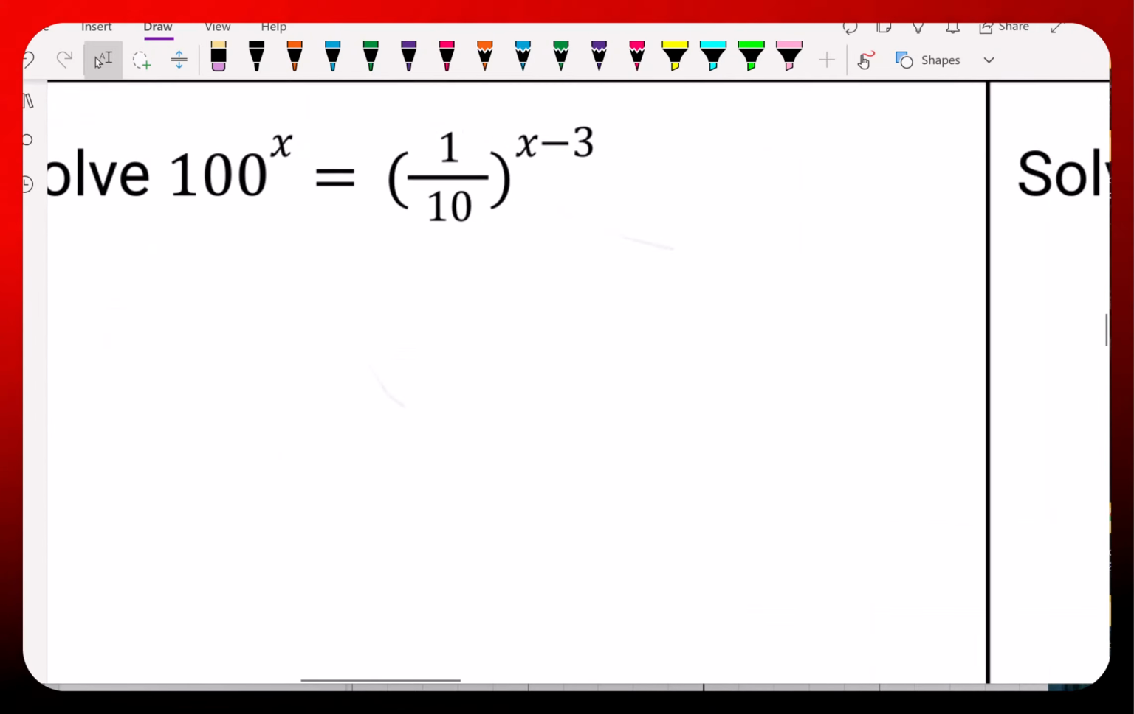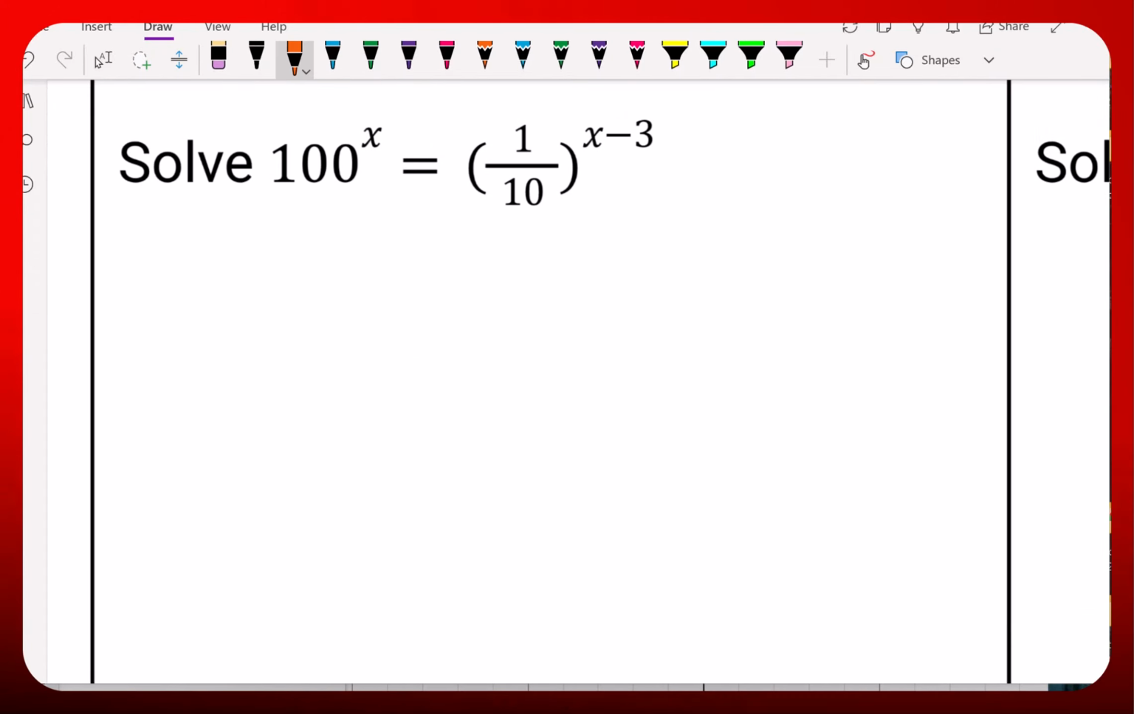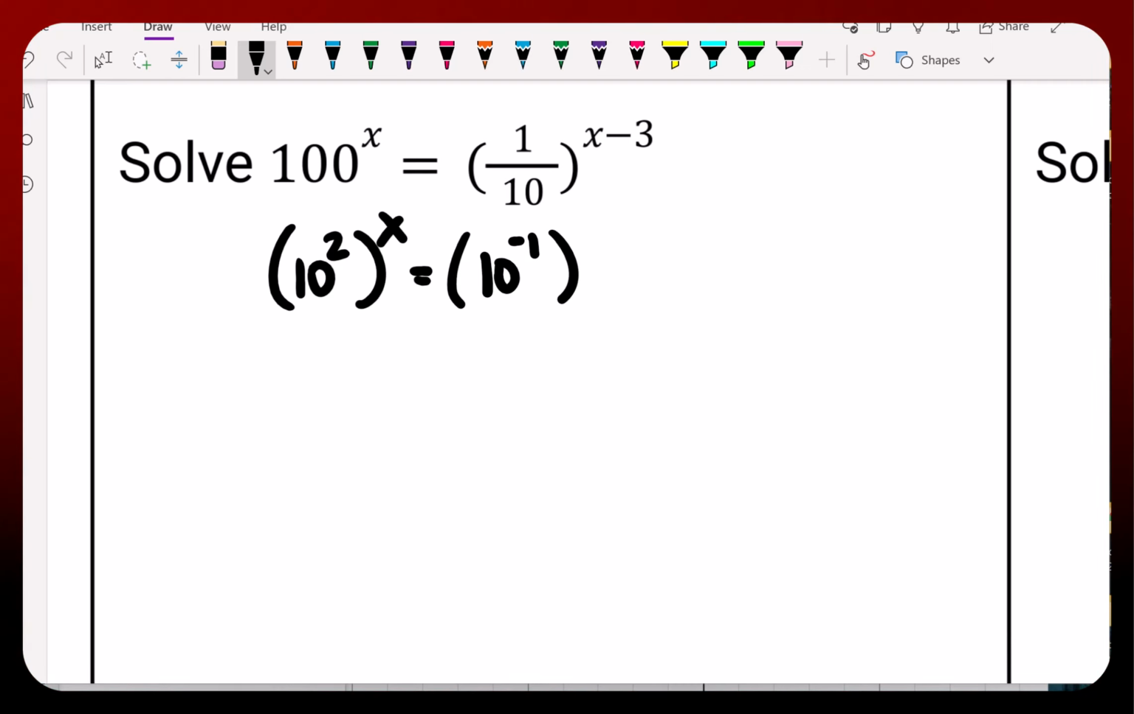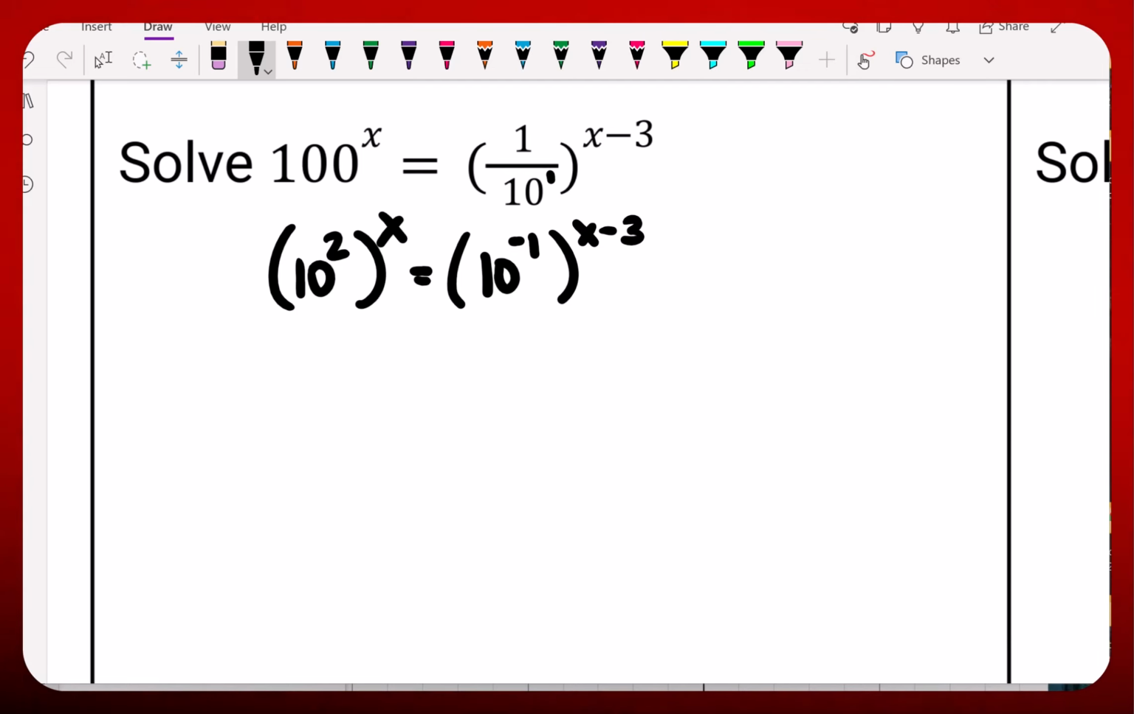Okay, so what we're wanting to do here is make sure that we have matching bases, and we do not. I can tell right now that I'm going to need to write each side with a base 10. So 100 is simply going to change into 10 squared. Notice how I'm using parentheses to change 100 into 10 squared. Same thing here, this 1 over 10, if it's a fraction, it's likely that we're going to have to move it up, and we're going to use a negative 1 to fix that. So it's positive here in the denominator, and when I move it up to the top, it's going to be negative 1, but I still have this x minus 3 here.